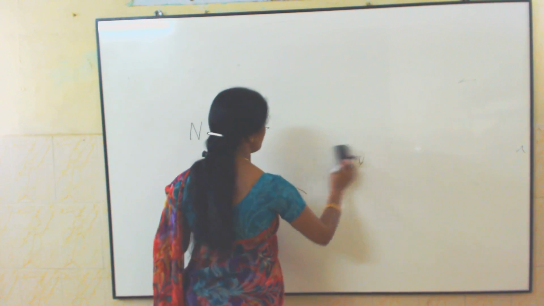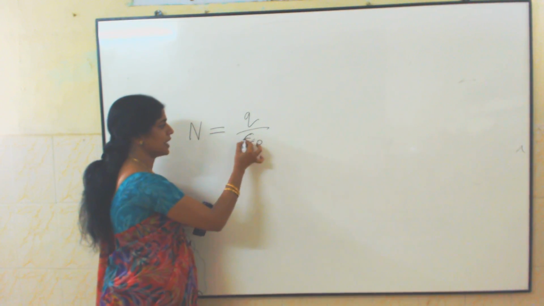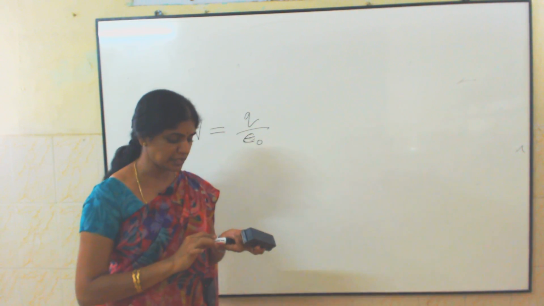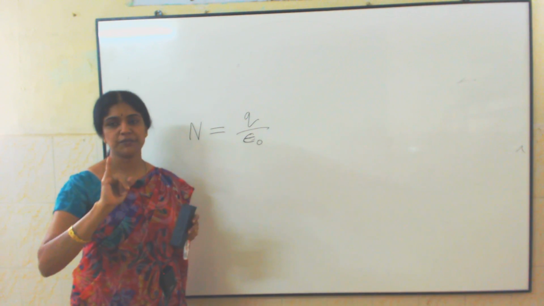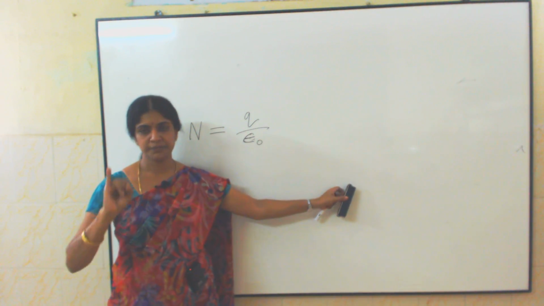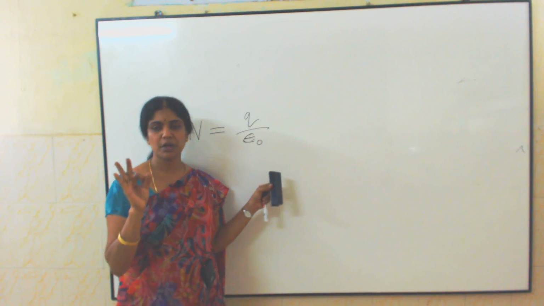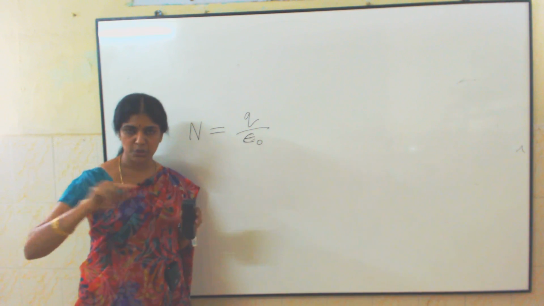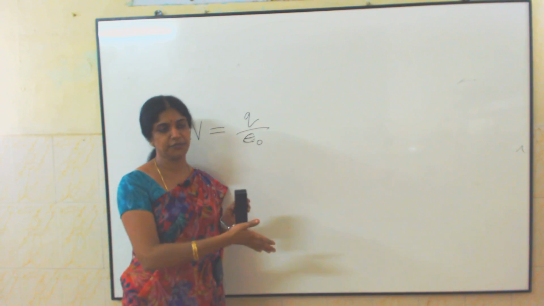So these are the properties of electric lines of force. From what we have seen, 5 points. First one, electric lines of force always start from positive and end in the negative charge. Second point, they will never intersect with each other. Third one, if I draw a tangent to any line, the direction gives you the direction of the electric field.